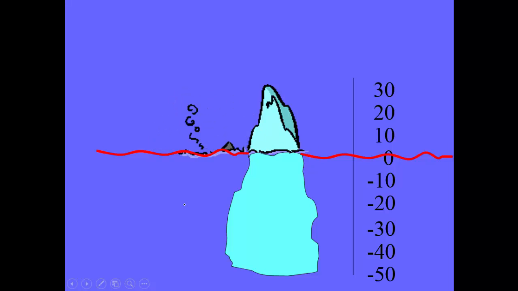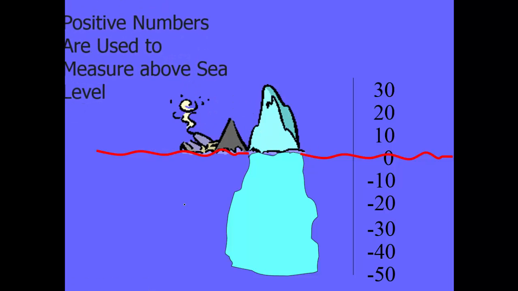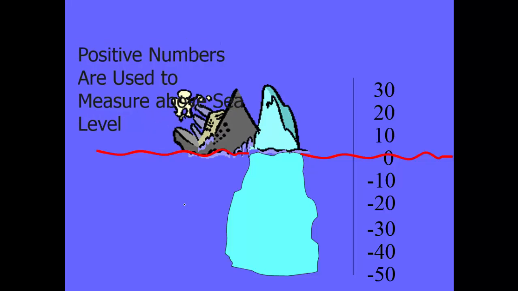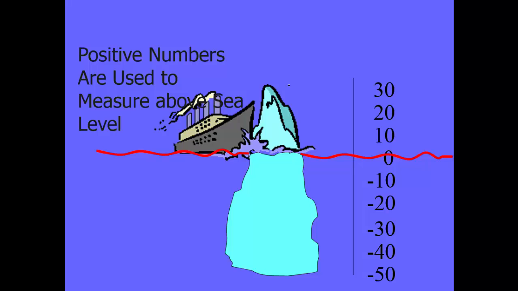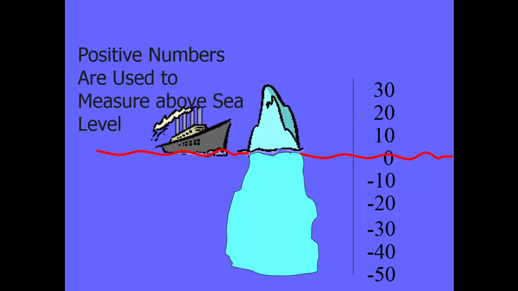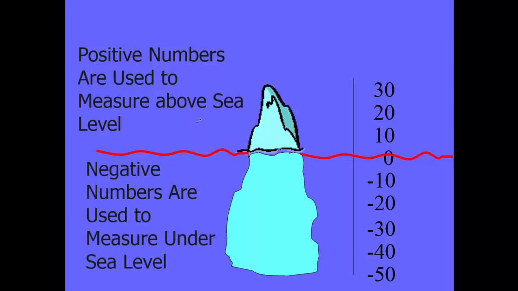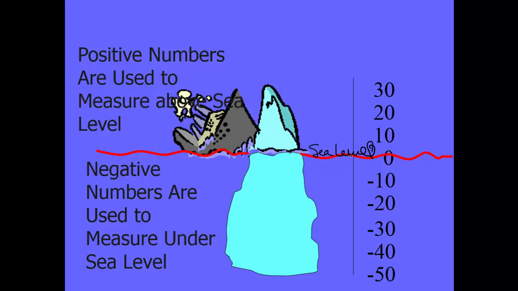Another place where we see integers is when we talk about sea level. Positive numbers are used to measure above sea level. So this iceberg might be 20 meters above sea level. And negative numbers are used to represent below sea level, because this iceberg actually goes very far beneath the surface. It might be 50 meters below sea level. Could be the bottom of that iceberg. And if you were right at sea level, guess what that would represent? 0. This right here is sea level. And if you're at sea level, that's 0.